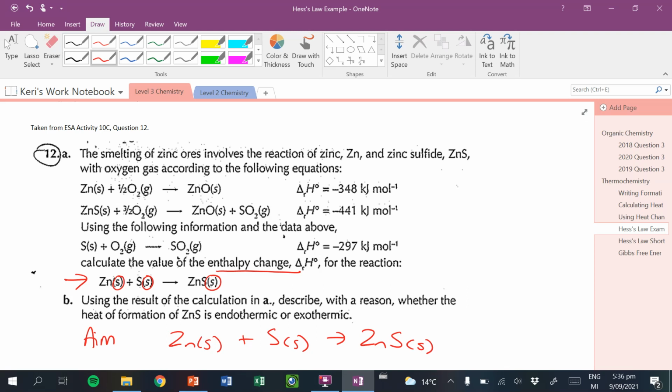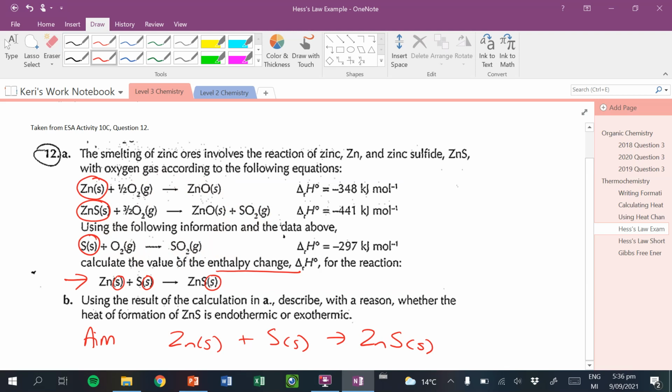Anyway, what I like to do is go through each one of those equations and identify what I need from each equation. So for this first equation, I will need the zinc. From the second equation, I want the zinc sulfide. And then from the third equation that was provided, I want the sulfur. So those are the three components. Everything else here will eventually cancel out when I start manipulating these equations.